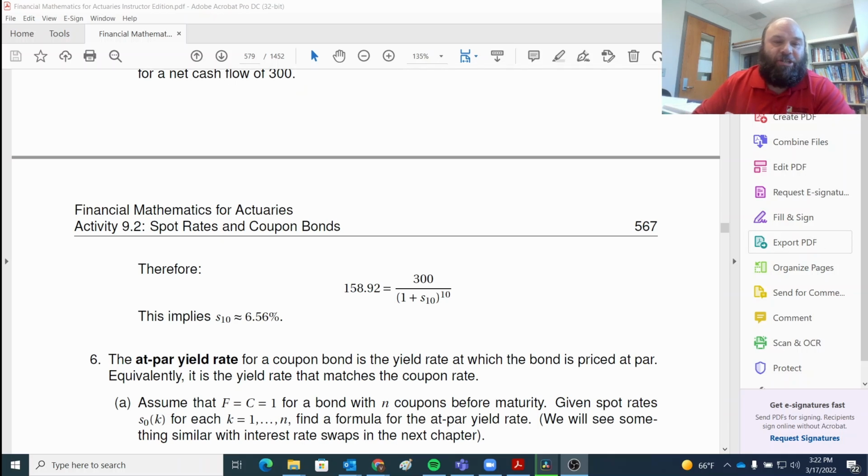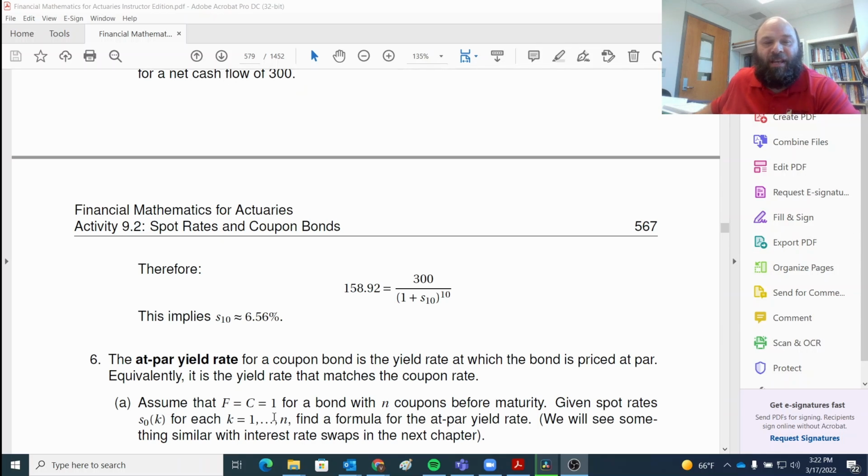But the formal definition is: given a yield curve, or given a term structure, the at par yield rate, I think I'll call it term structure so we don't have yield thrown around too much. So given a term structure, the at par yield rate for a coupon bond is the coupon, it says yield rate, but it should be a coupon rate, at which the bond is priced at par. So let's explore it.